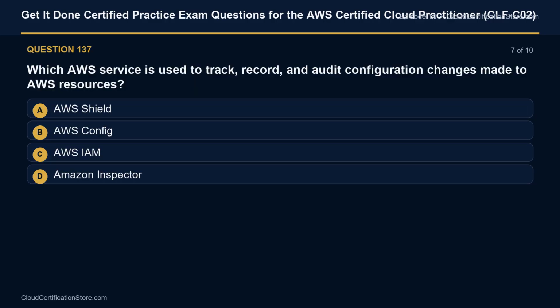Question 137. Which AWS service is used to track, record, and audit configuration changes made to AWS resources? Option A, AWS Shield. Option B, AWS Config. Option C, AWS IAM. Option D, Amazon Inspector.